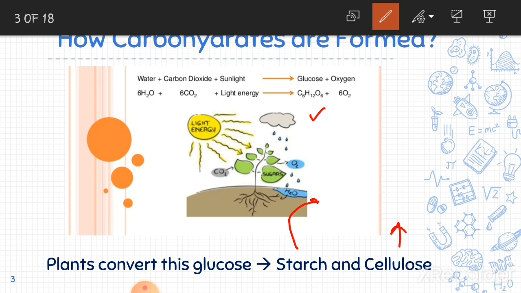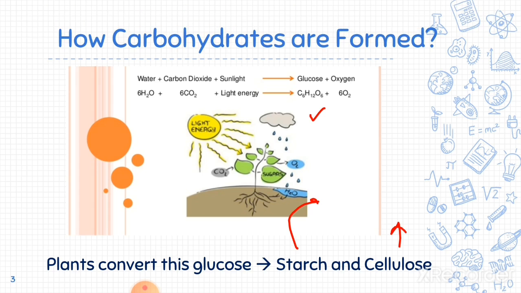Similarly, cellulose is used for the formation of structural components of the plants. For example, this cellulose is present in the cell wall of the plants. So these starch and cellulose are also carbohydrates. So carbohydrates are generally formed during the process of photosynthesis in the plants.